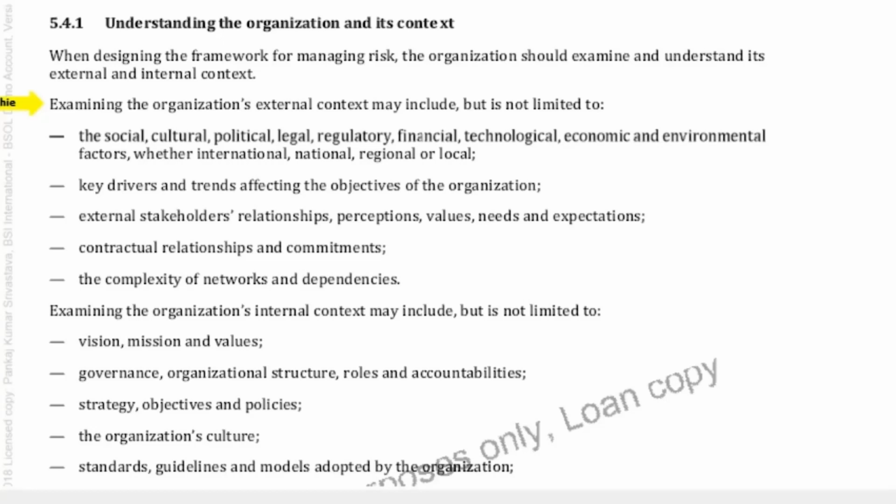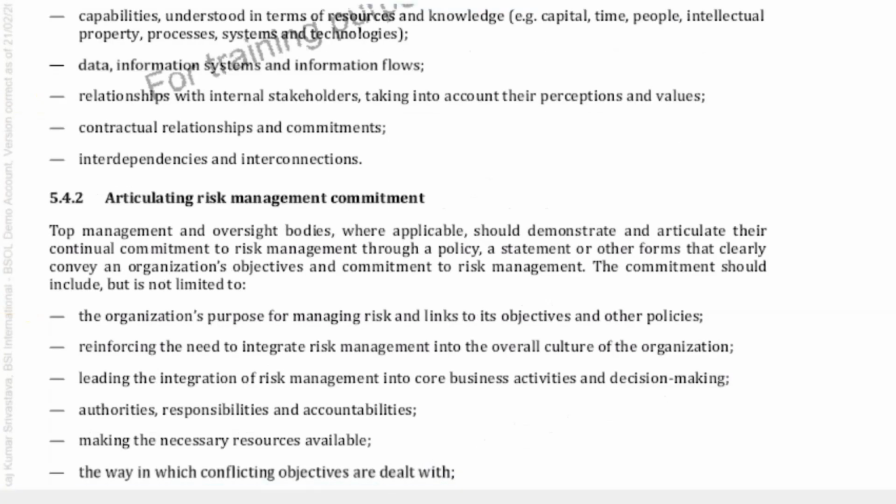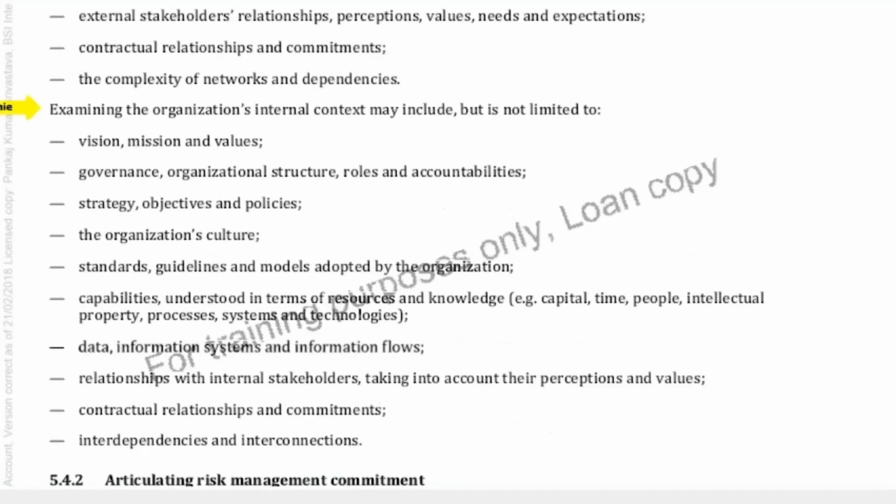Now look at what could be the internal context. When you are examining the internal context, these are the few things to be seen. Take a minute to read these 10 points. Examining the organization's internal context may include vision, mission, and values. So what could be the issue here? What do you think?